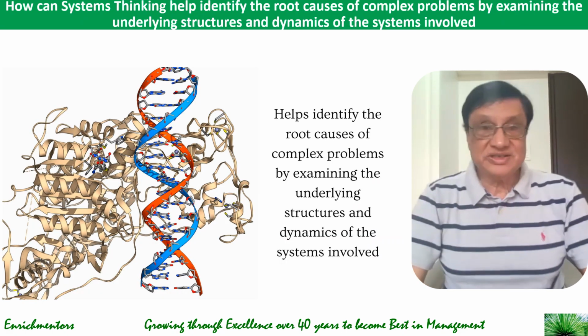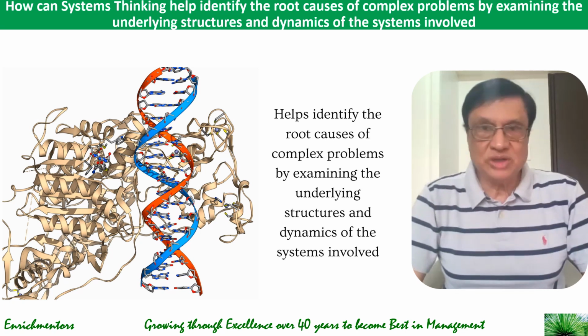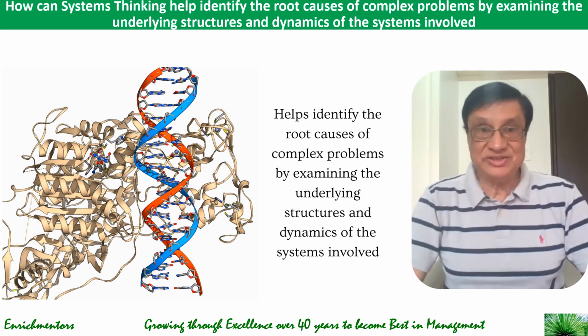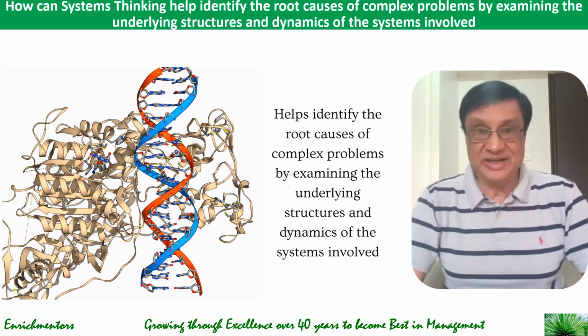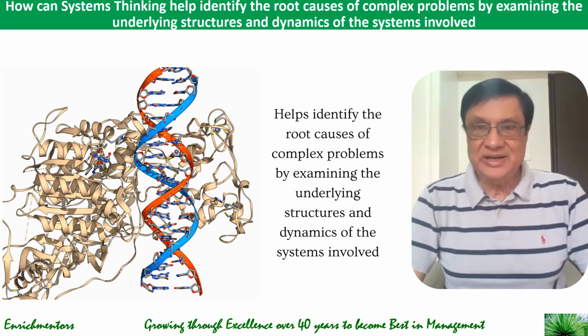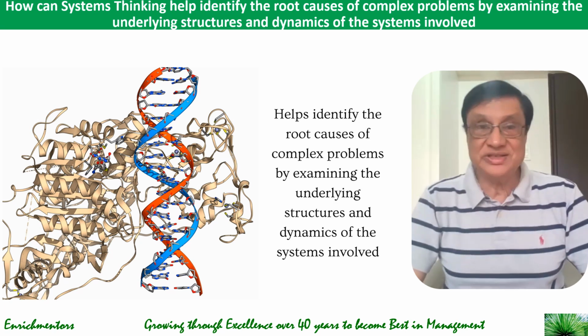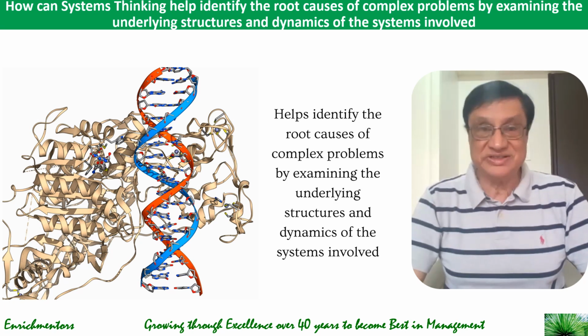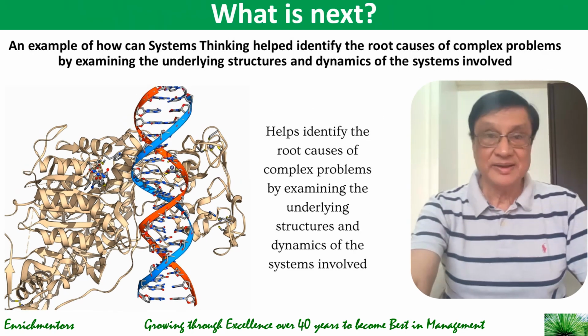So overall, systems thinking helps identify the root causes of a complex problem by providing a comprehensive framework for examining the underlying structures and dynamics of interconnected systems. By understanding how system components interact and influence each other over a period of time, it enables you to uncover hidden relationships and dependencies that contribute to the emergence and persistence of the problems.